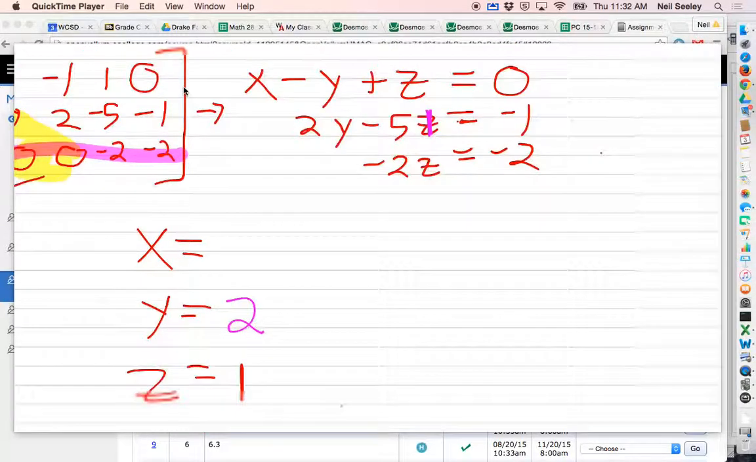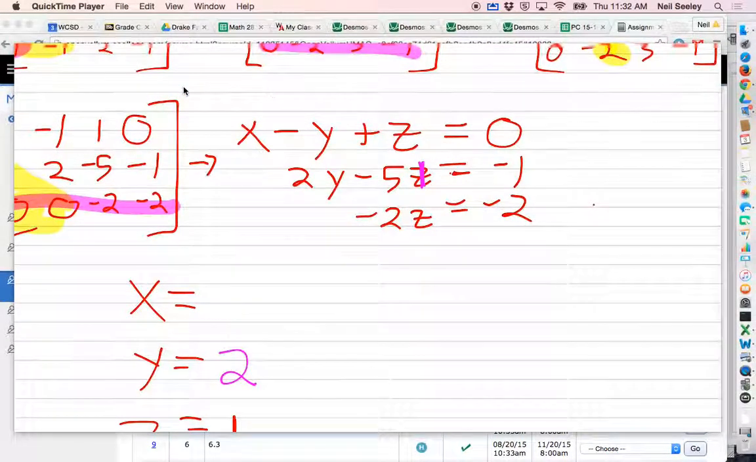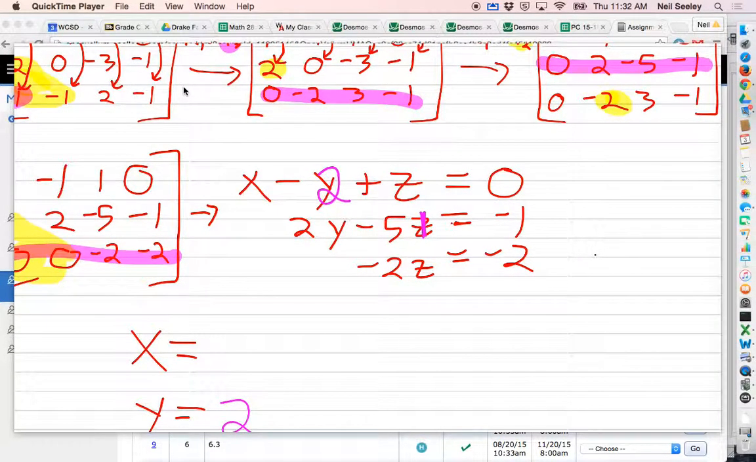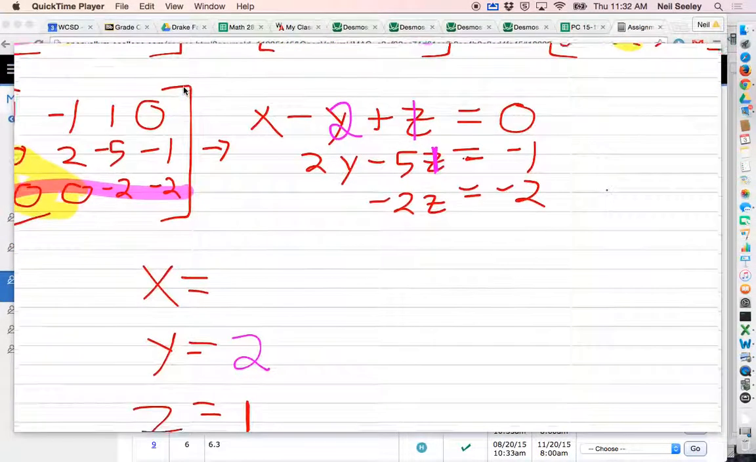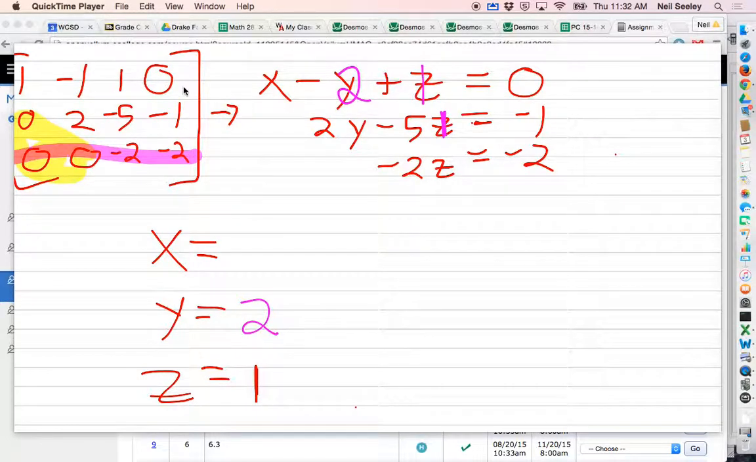Okay, if y is 2 and z is 1, I can go up here and put 2 and 1. We could get x. So x minus 2 plus 1, that would be like the same thing as x minus 1. Add 1 to the other side, I get x is 1. What do you think?